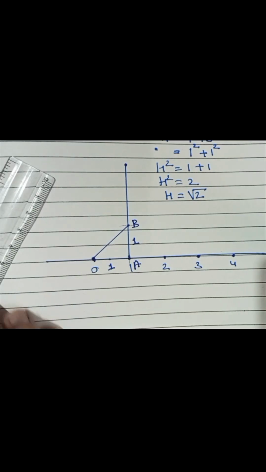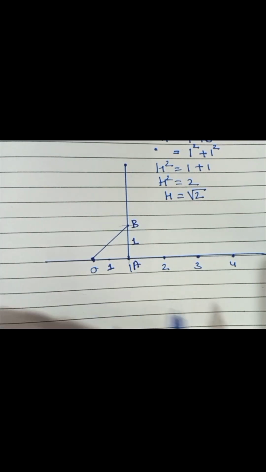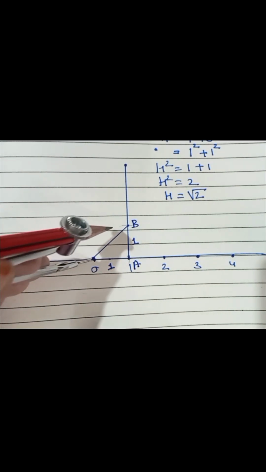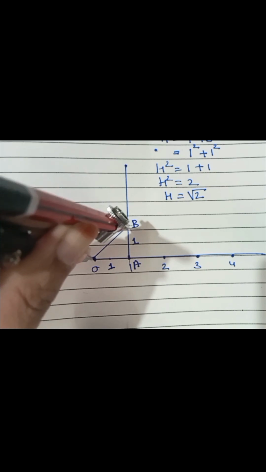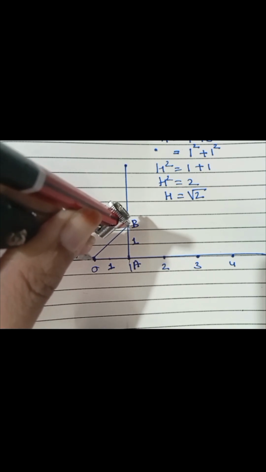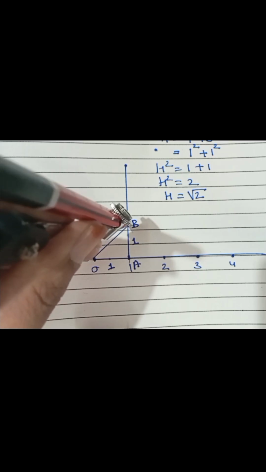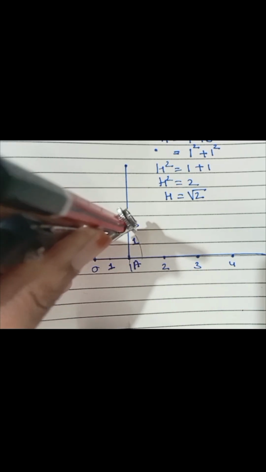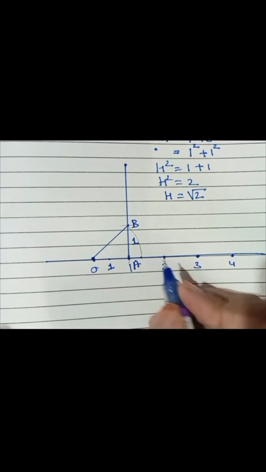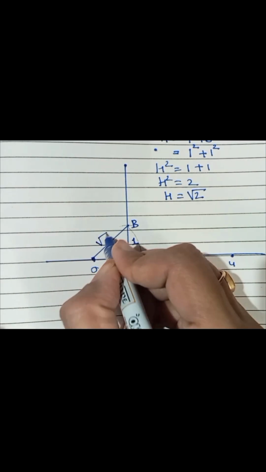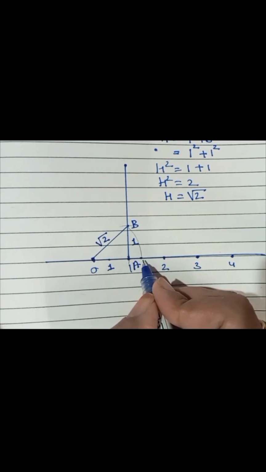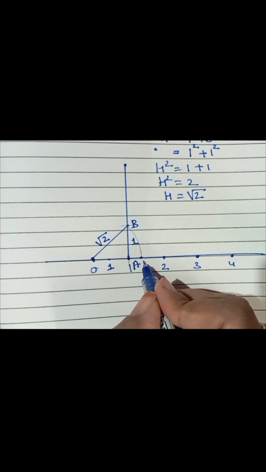Now take radius OB. With radius OB, draw an arc which cuts the number line, or which intersects the number line. So this is the value of root 2 on the number line. By the Pythagoras theorem, this is the value of root 2, and on the number line we get this value at, suppose, point P. So at point P we get the value of root 2.